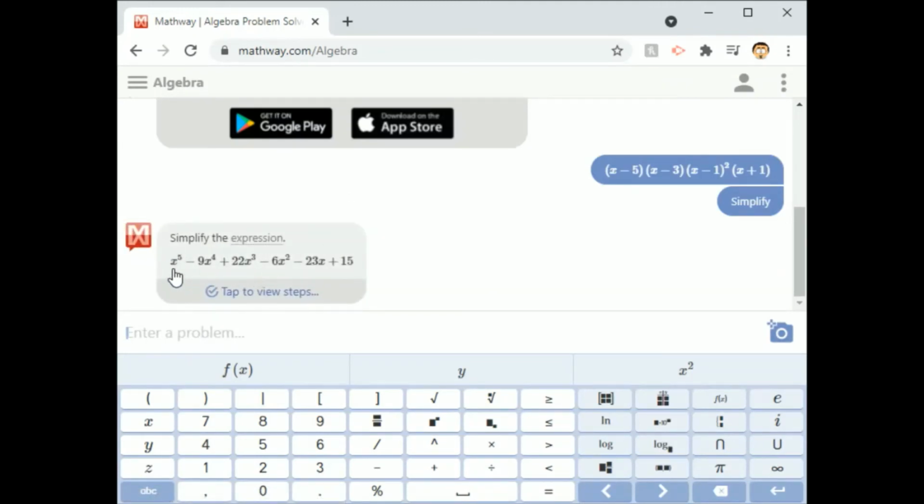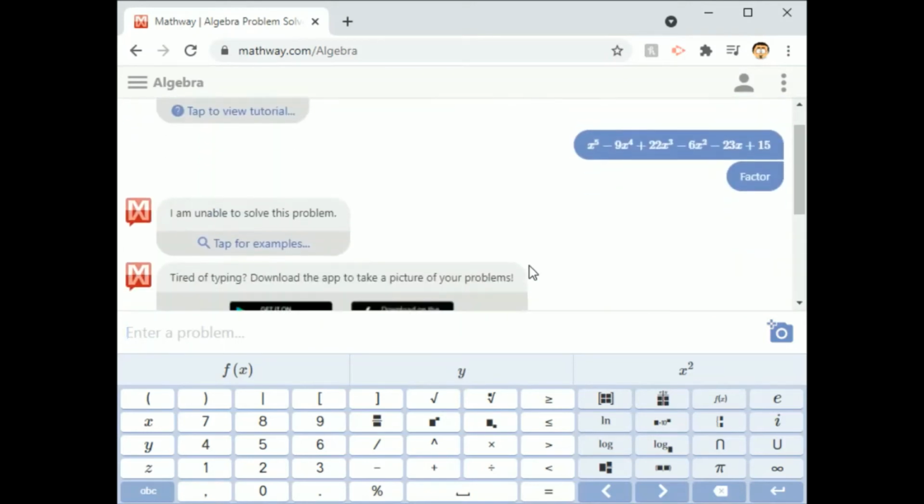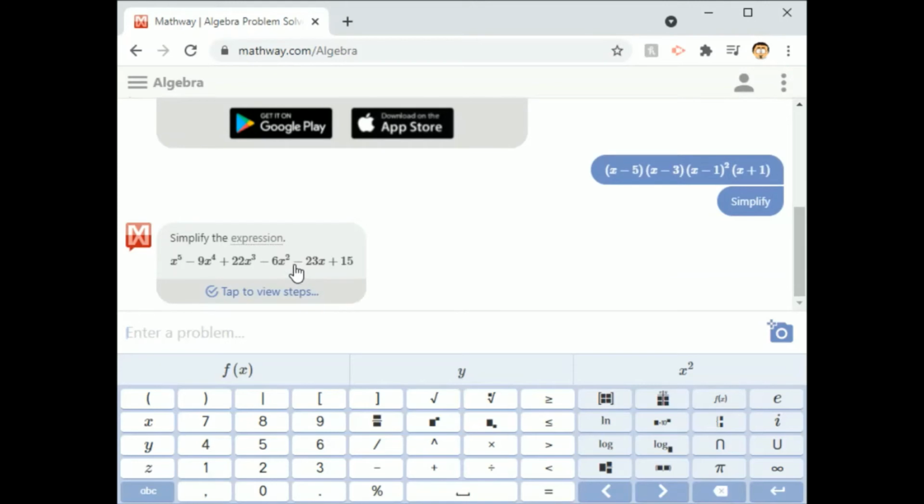And we get x to the 5th minus 9x to the 4th. Did I type it in right? I think so. Minus 6x squared minus 23x plus 15. So, yeah, it looks like we've just been able to verify it using MathWay. Now, can we verify it using Desmos?